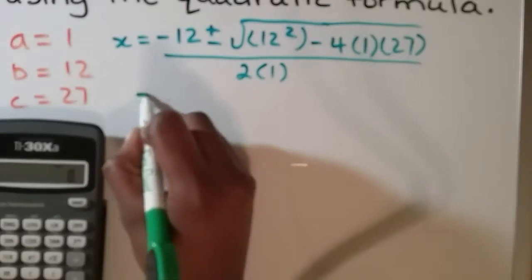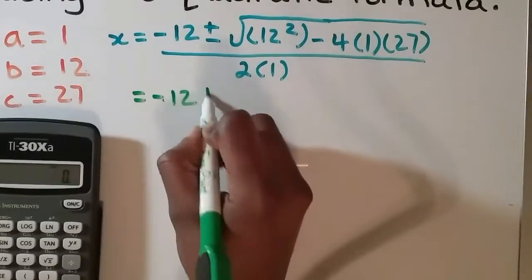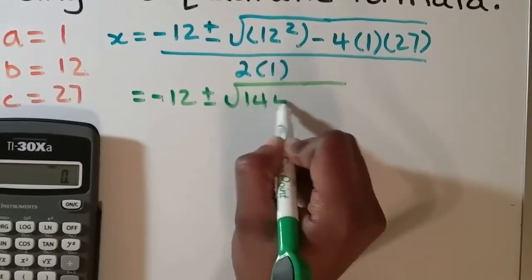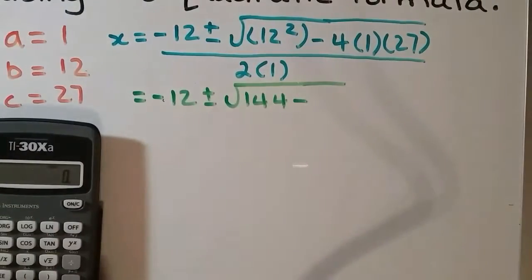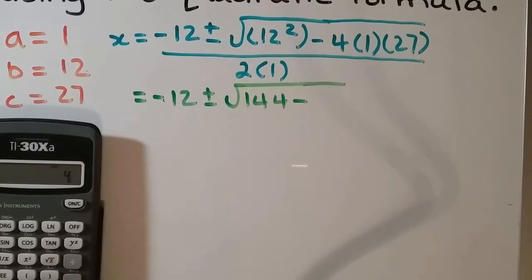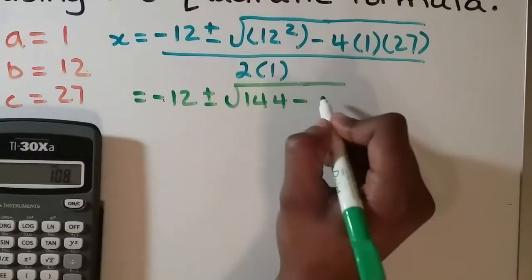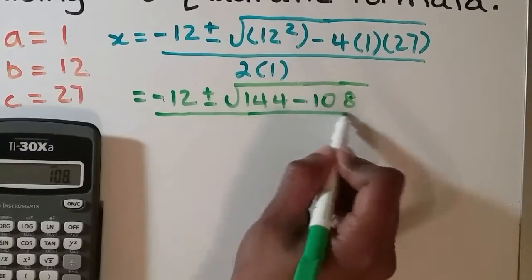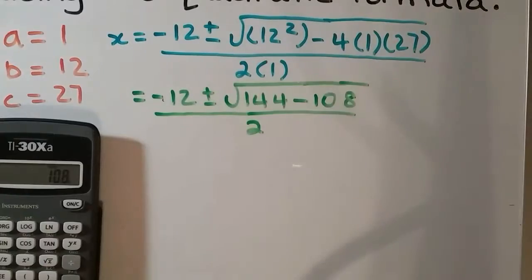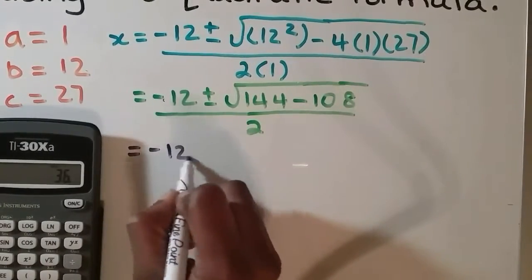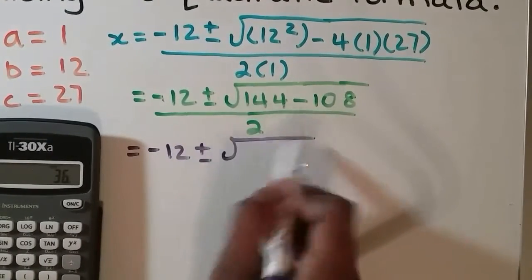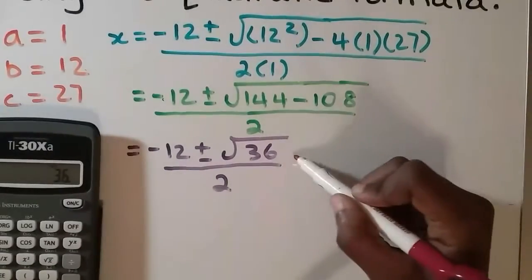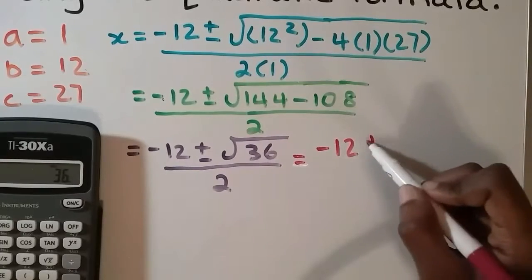Since 12 squared is 144, and negative 4 times 1 times 27 is negative 108, and 2 times 1 is 2, we rewrite it and get negative 12 plus or minus the square root of 144 minus 108 all over 2. So at this point, we subtract 108 from 144 and get 36. Then we find the square root of 36, which is 6, and then we rewrite it.